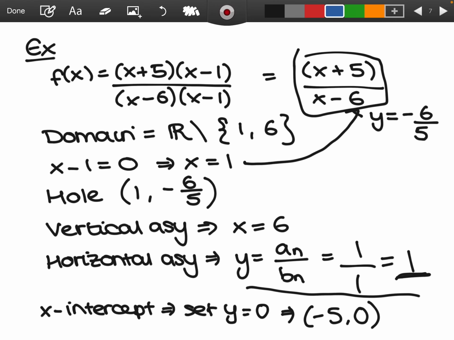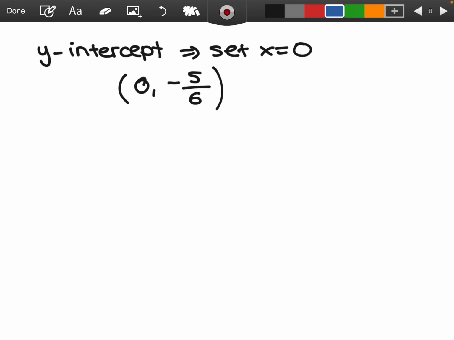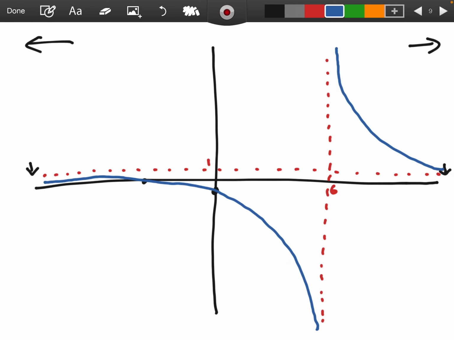So we said that there was a hole that existed at 1, negative 6 over 5. So at 1, negative 6 over 5, that would be, I'd say, roughly here. So I'm just going to draw an open circle at that one point, and then the line carries on either side, because I know that the function is not defined at that one point, so I just draw it as an open circle and the line carries on either side.